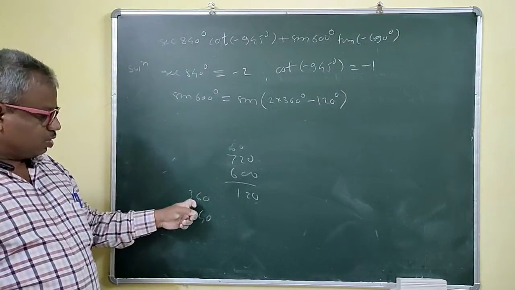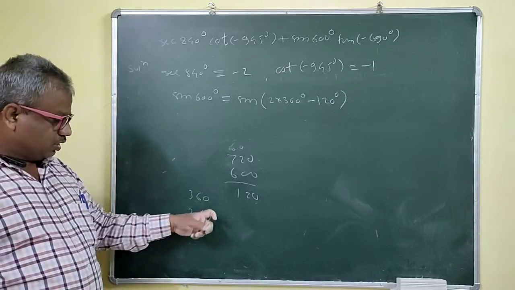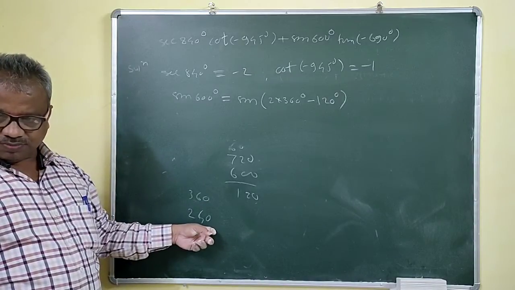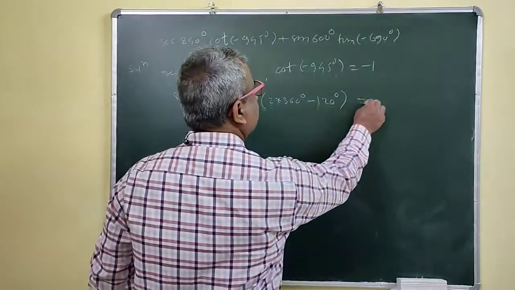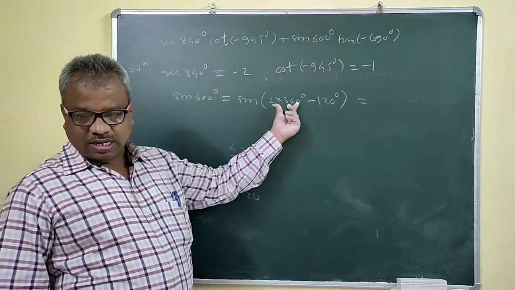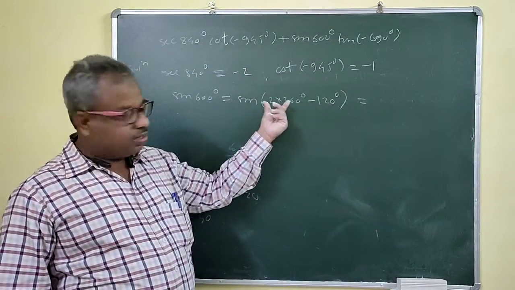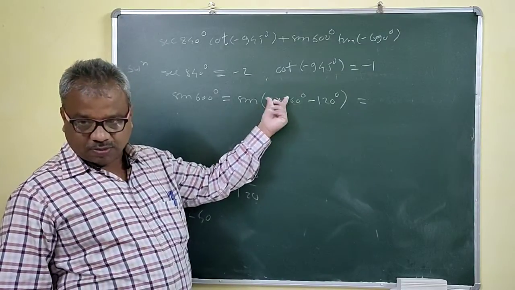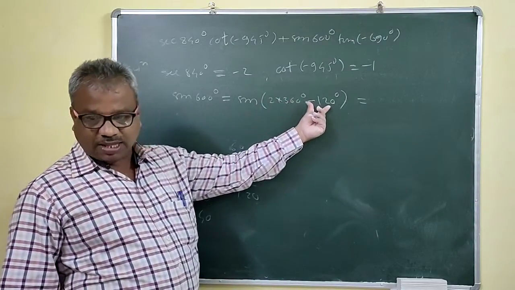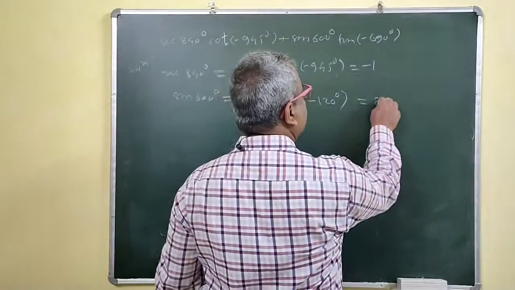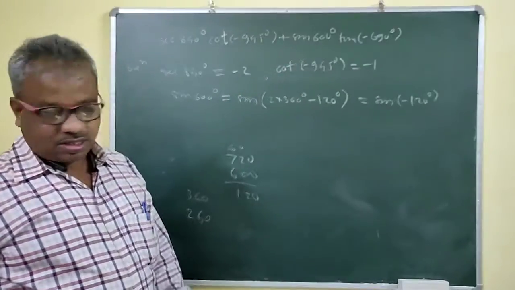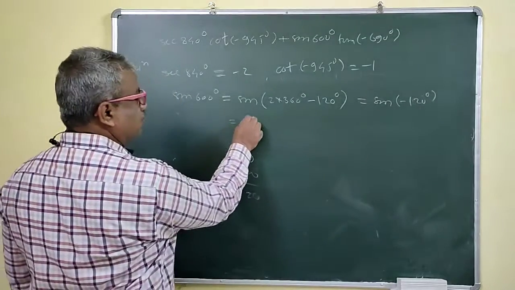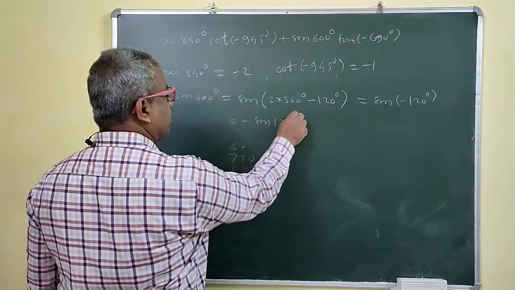You can also write this as 360 degree plus 240 degree also. You may write this also, right? So it depends on you. So now 4 pi is the period of this one. This is 2 pi, 4 pi is the period, and this is the minus sign. So this is sine of minus 120 degree, right? So this is equal to minus sine 120 degree.